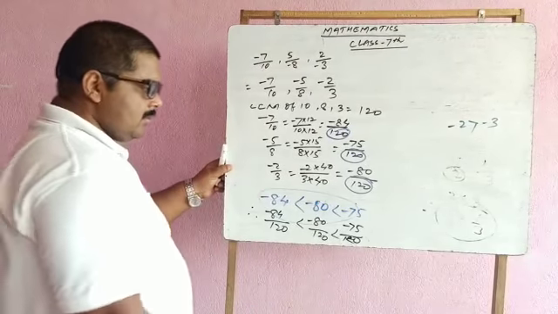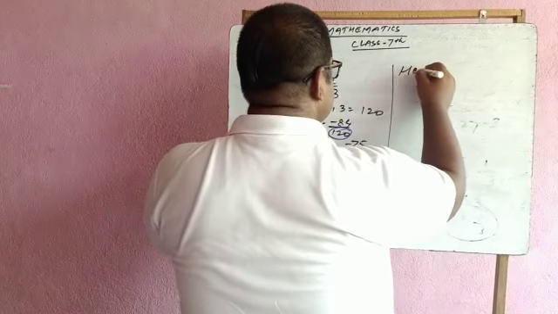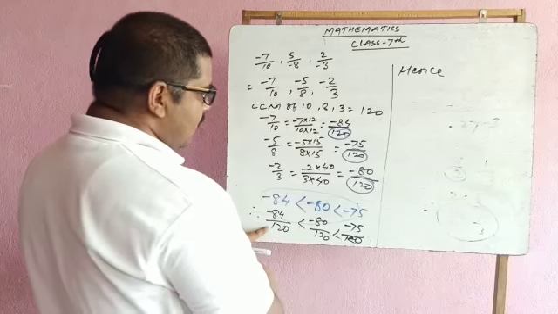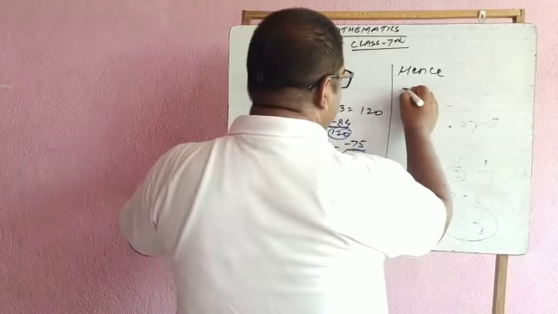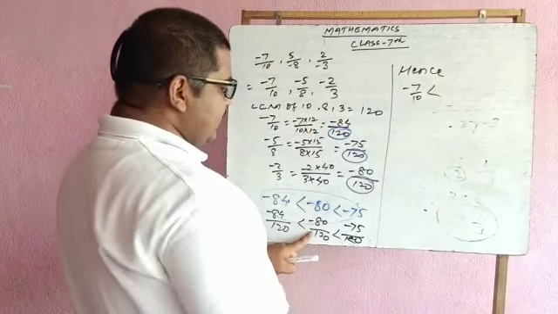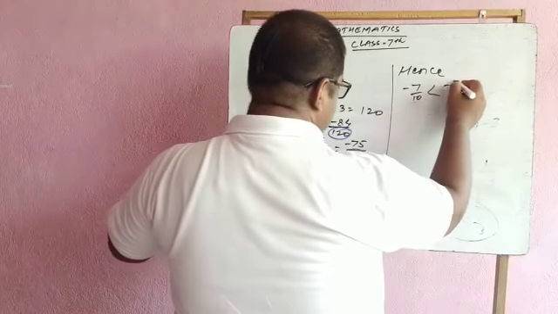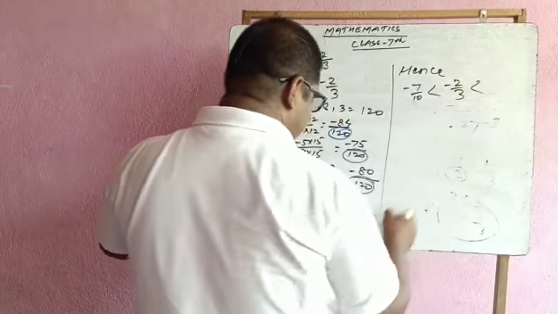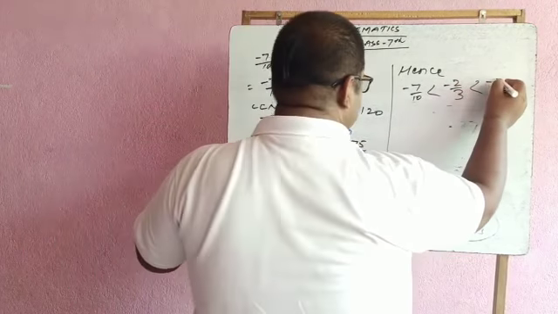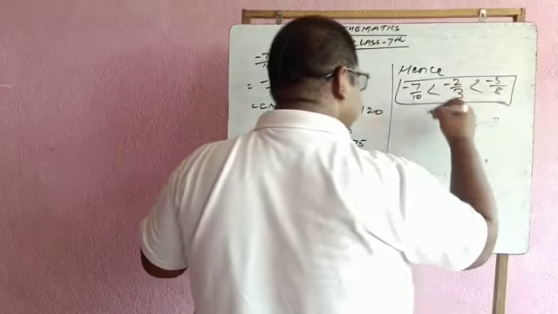And therefore, at last you have to just write down: hence, now you check the value. Minus 84 upon 120, whose value is minus 7 upon 10, is smaller than minus 80 upon 120, which is actually minus 2 upon 3, and at last minus 75 upon 120, and that is minus 5 upon 8. It is the final answer.